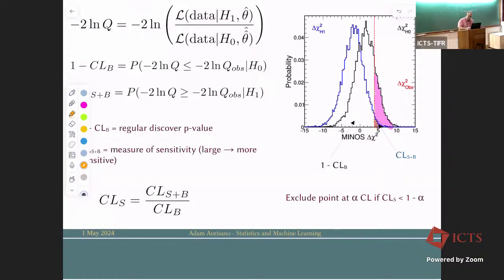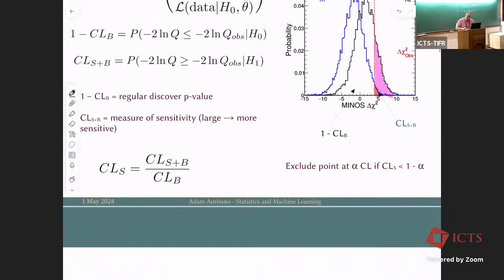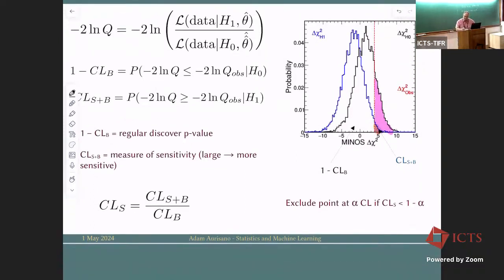Right? That doesn't actually show up any better, but I think that's the best I can do. So you have these two different p-values. The first p-value, the 1 minus CLB, right? So this pink area is your normal discovery p-value, right? So normally you would say if that is small, then you would reject the null hypothesis.